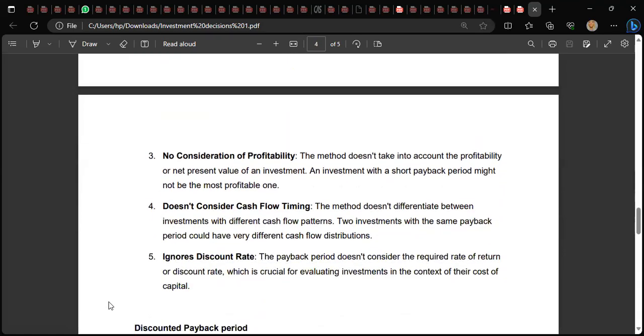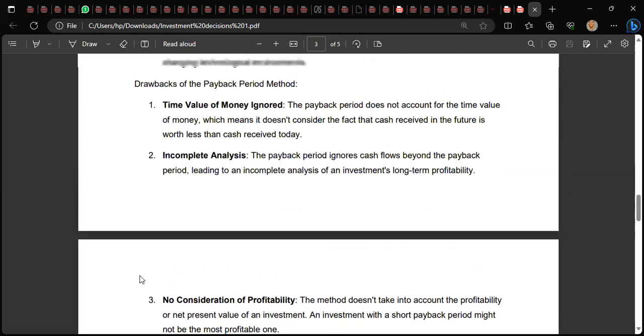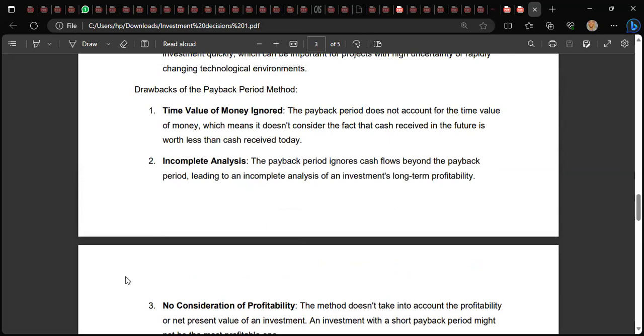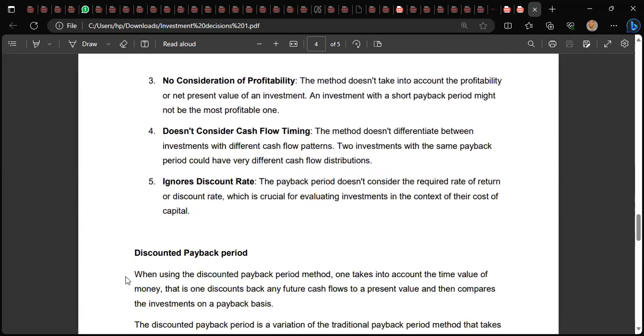Doesn't consider cash flow timings again. So the method doesn't differentiate between investments with different cash flow patterns. So two investments with the same payback period could have different cash flow distributions, right? That's possible, right? And then it ignores the discount rate. So the discount rate is also catered for here on the time value of money. We basically make use of the discount rate.